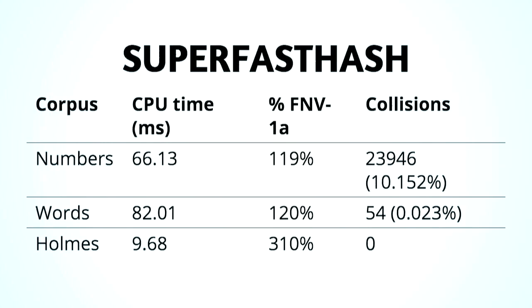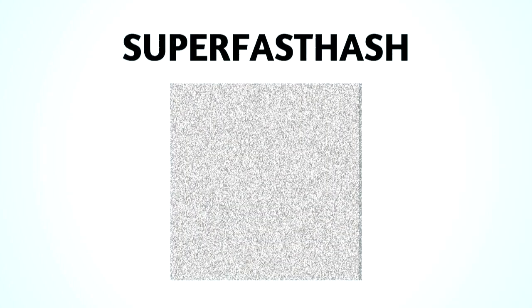I'm not even going to talk about the speed because it's not really terribly relevant here. If you look at the distributed output, it looks pretty nice except for that dark line on the right-hand side. That's probably an issue. It could be worse. This is a different hashing function.